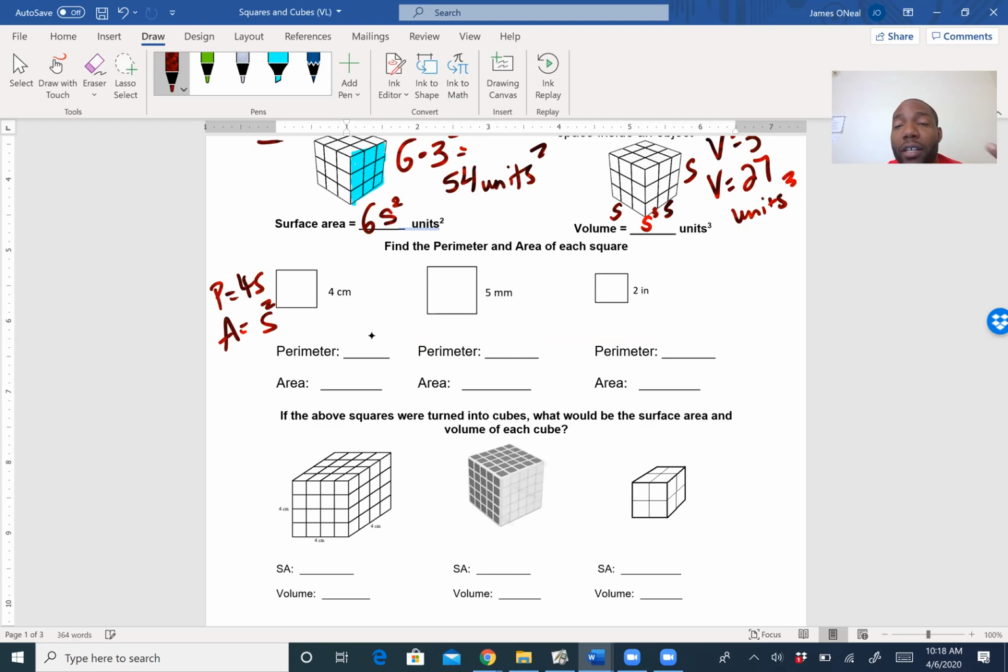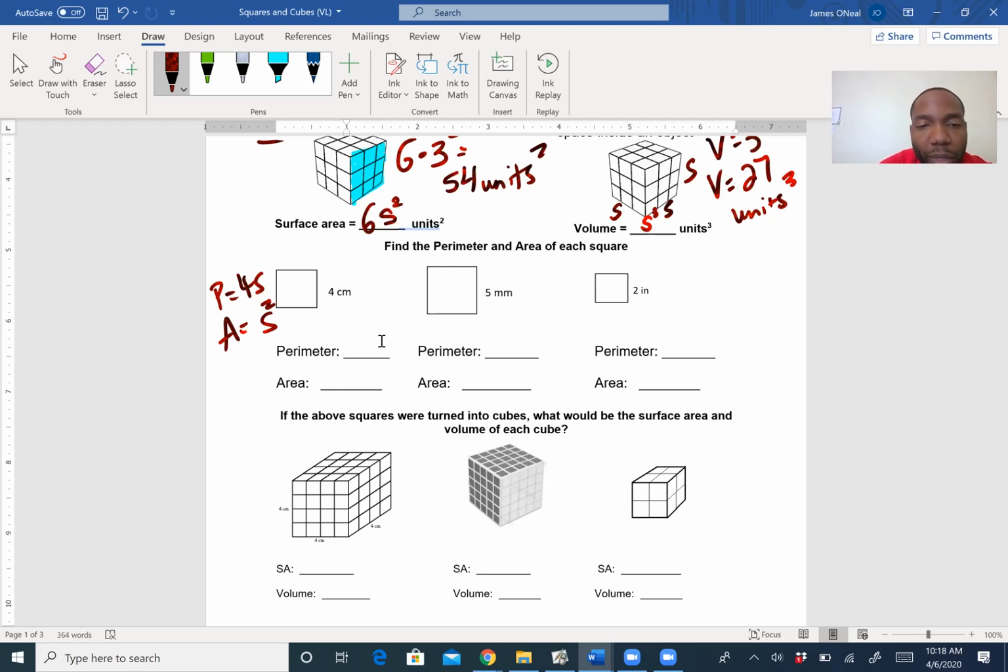And because these are squares, we know that all the sides are what, everybody? Please type it in the chat. All the sides are what? The same or equal. All right, good.